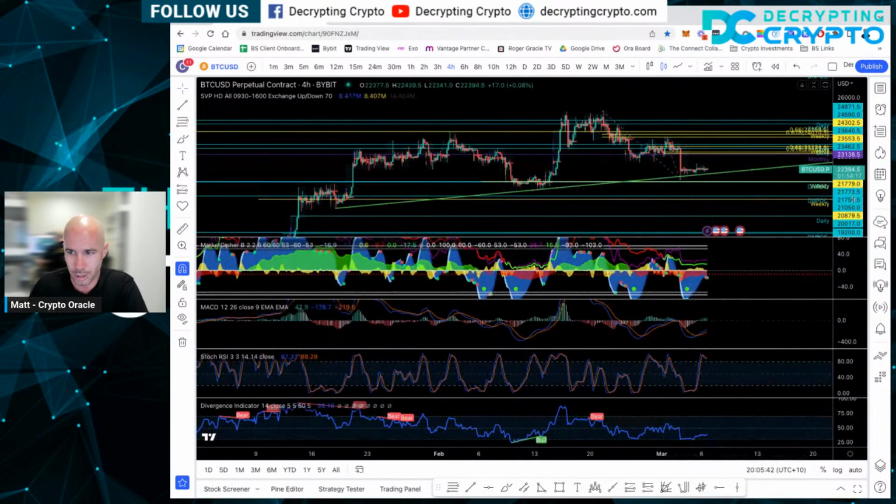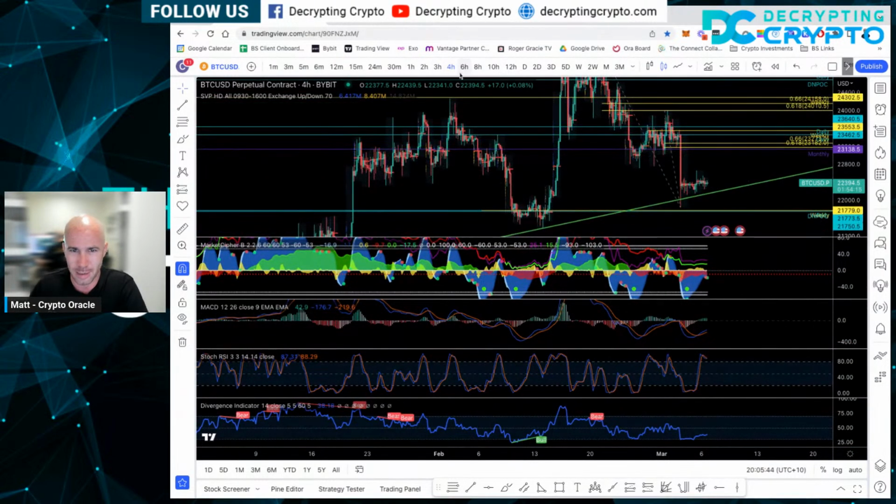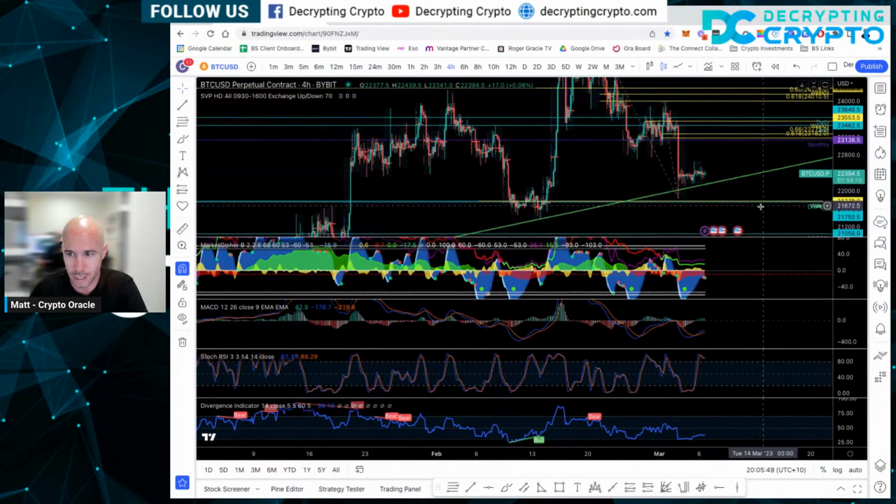Well, I actually do think Bitcoin is primed for a little bounce. It might retest, as I said, this green trend line again, or maybe even this weekly and daily here at 21.7. But I do think we should see a move to the upside before breaking these lows. Now, why do I say that? A few things. Yes, the stochastic.